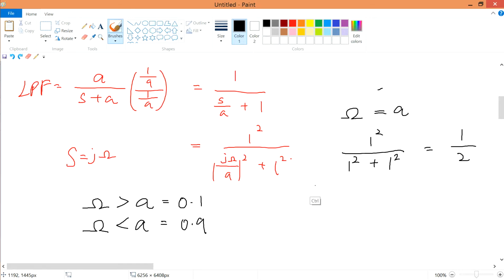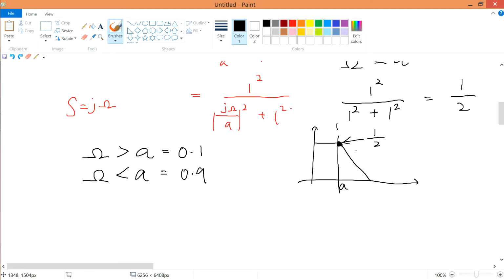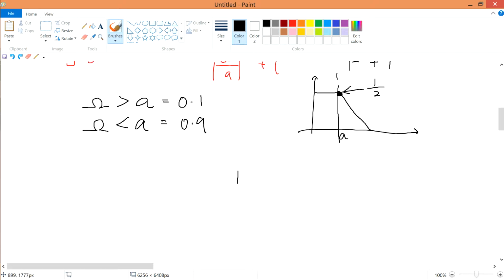So in the low pass filter, this is A, the cutoff frequency. At this particular point, where omega is equal to the cutoff frequency, it starts to have half power already. So what does this mean, half? If I were to change it to decibels, this will ring a bell: 10 log base 10 of 0.5, you'll have minus 3 dB.